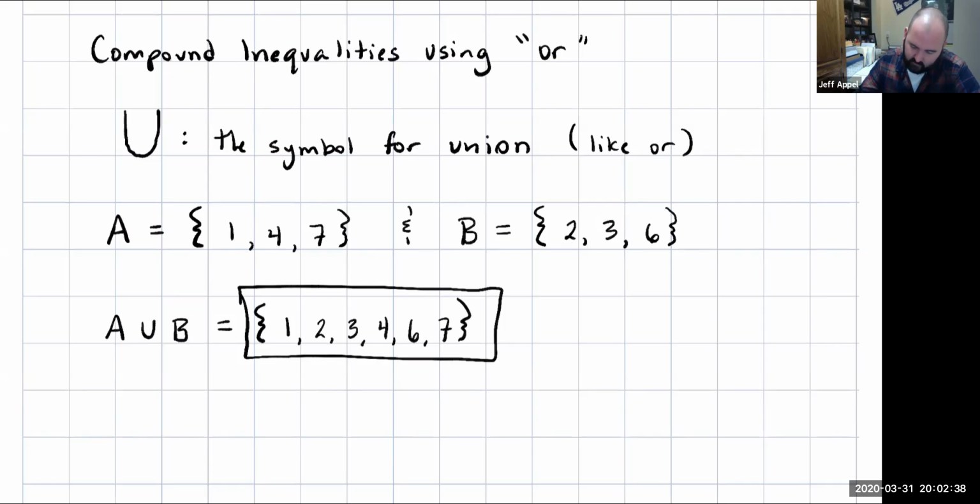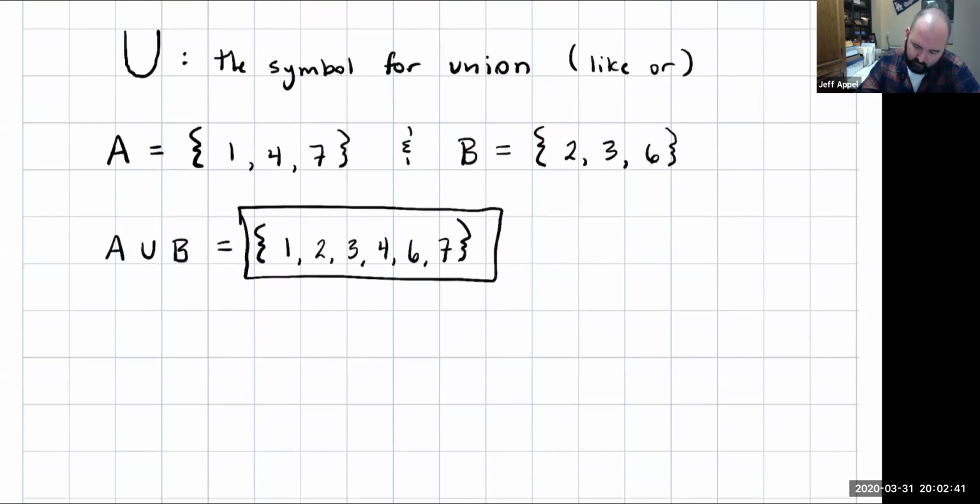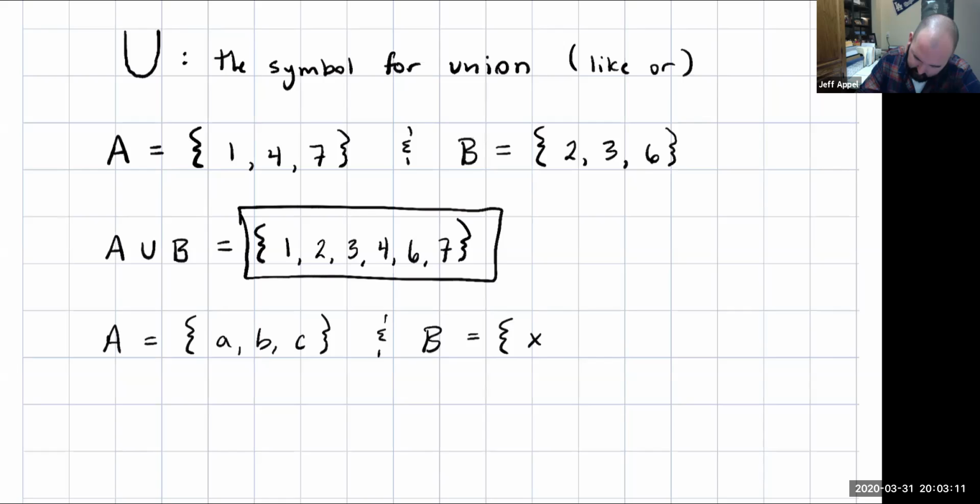The one thing you're not going to see when you are working through these problems in your syllabus is the empty set showing up when you're doing a union. That's not going to happen. So let's try another one. Let's say set A is, let's do letters this time, A, B, C. I think we did this one in the last video. And set B can be X, Y, Z.